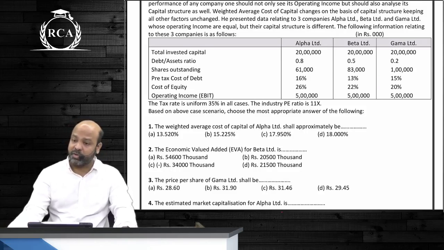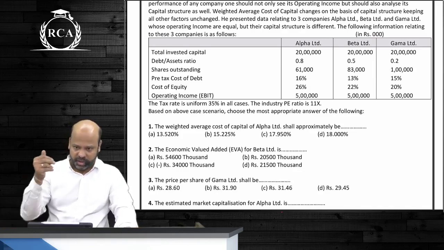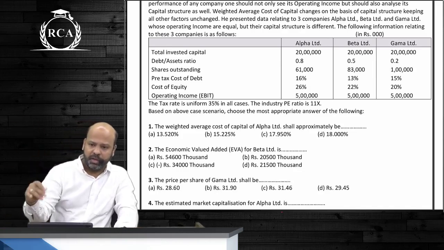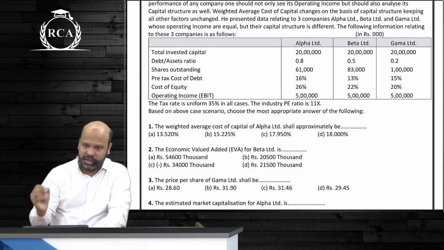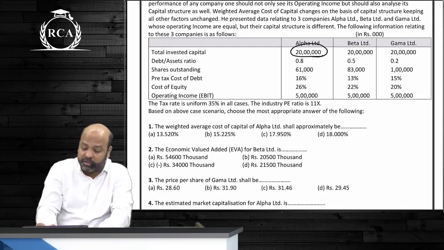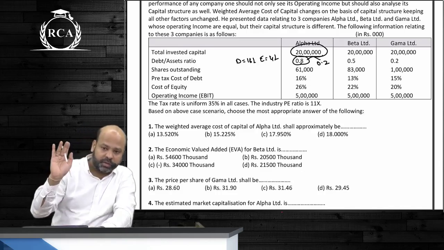Do you remember? Did we do the exact same question in class, beta? The name of the question was orange, apple, grapes, or a cake. There were 2 questions that we did in the exact same format, guys. I'll just show you the calculation. Total invested capital is 20 lakhs. If you divide 20 lakhs in the ratio of 0.8 and 0.2, you will get debt 16 lakhs, equity 4 lakhs.